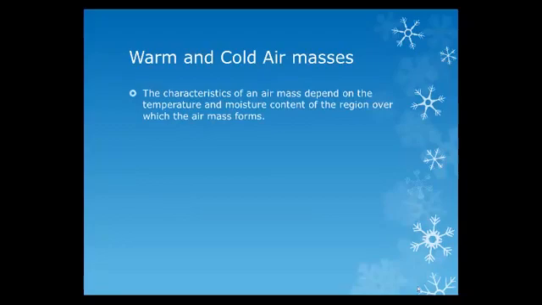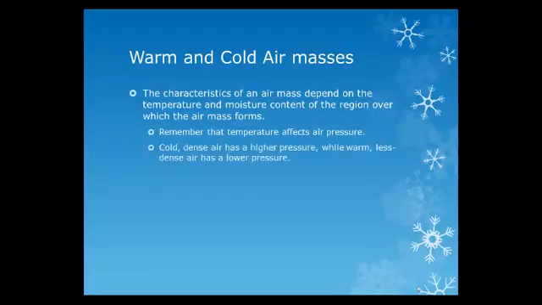Characteristics of air masses depend on their source regions, so the location in which they formed. If an air mass formed over top of an area that is cold, it is going to be cold. If it formed in a warm tropical area, it's going to be warm. Also remember that temperature affects air pressure. Cold, dense air has a higher pressure, while warm, less dense air has a lower pressure.